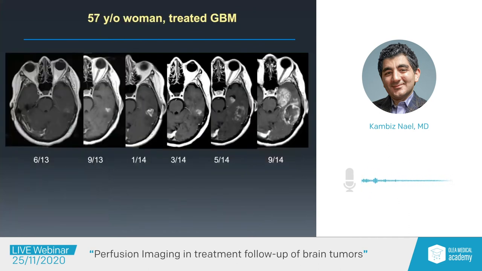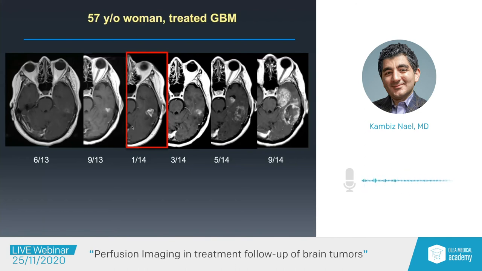Contrast that to this case, a 57-year-old woman treated for GBM. You can see the post-op images. I don't have the higher resolution images of the secondary resection cavity, but I just want to show you the nodular enhancing component that developed over time. Looking at this study almost 9 months after the initial post-op imaging, you clearly see evidence of progressive disease, but you'd like to make that diagnosis earlier so you can adjust your treatment planning.